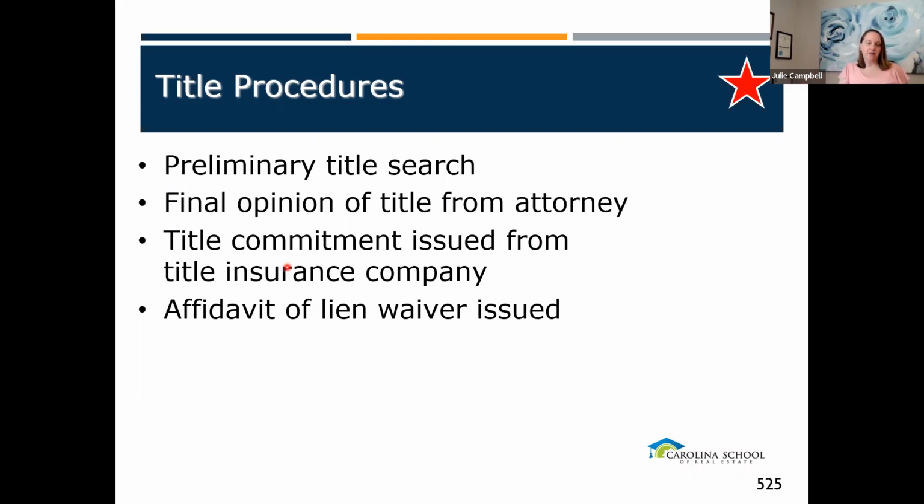Today, they're the buyer. Tomorrow, they're the owner of record. And title insurance is always meant to cover the existing owner. So the buyer's policy isn't going to kick in until that deed is recorded, until they officially become the owner of record.